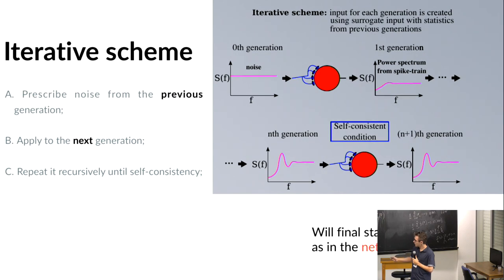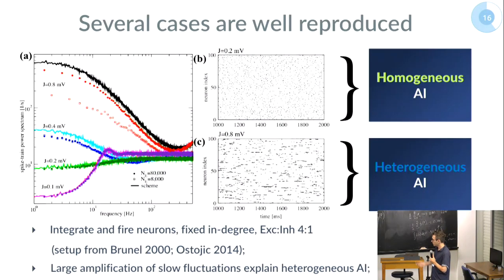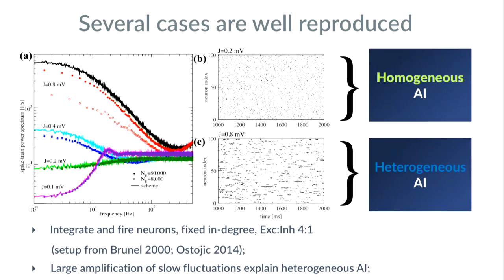But then the output generated by this neuron is no longer white. You have a small dip at lower frequencies. Then you take this, what we call the first generation, and apply it again to a second generation of neurons. You do this procedure iteratively over and over again until you reach a self-consistent condition, in which the input statistics are equal to the output statistics. In this way, we can approximate the network noise that is being delivered to this neural model. We have done that in several cases. This is a famous network from Brunel and Ostoic.